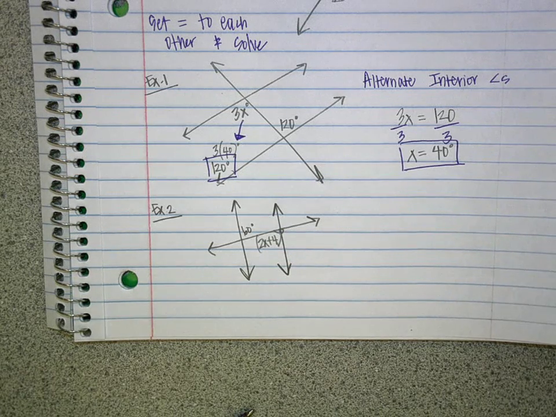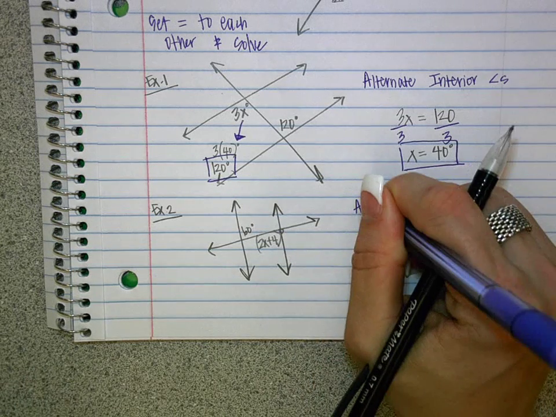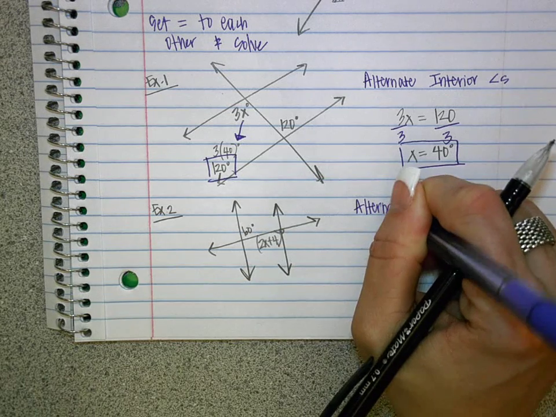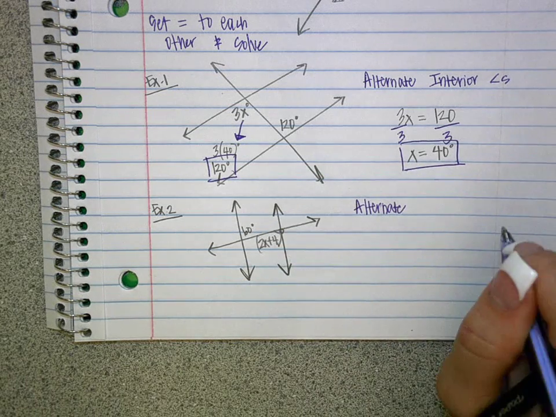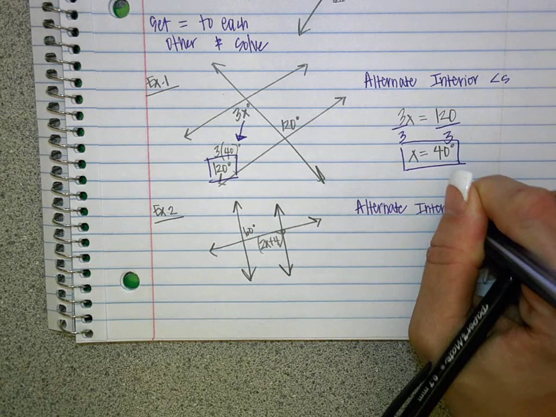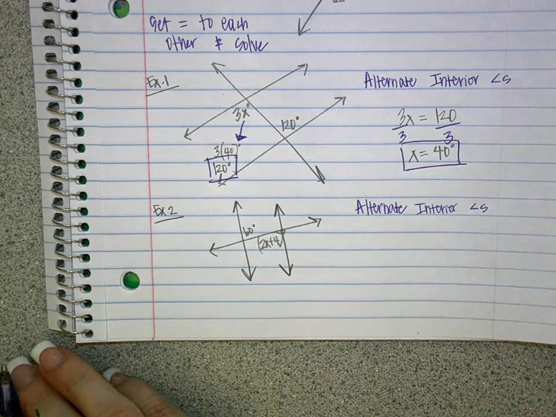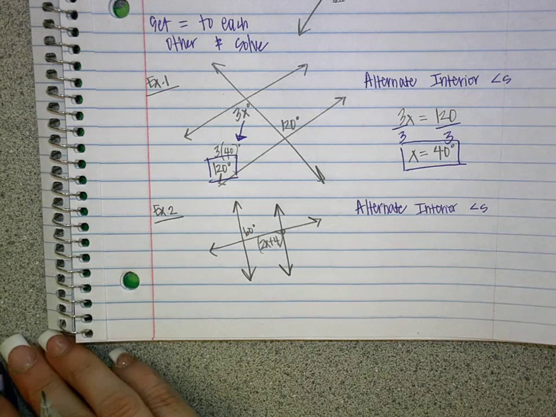What type of angle relationship do these have? These are alternate because they're on different sides. And are they interior or exterior? Interior because they're in between the parallels, so alternate interior angles. We just determined that you do what to solve alternate interior angles? Set them equal to each other.